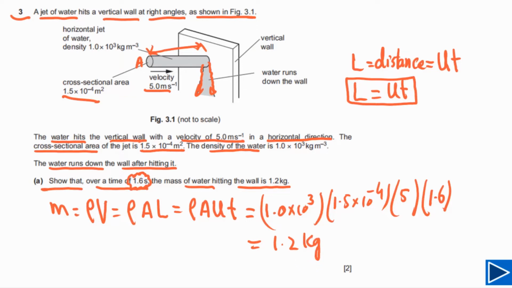This question has 2 marks, and the first mark will be given to you if you have written this formula. Density means the mass is equal to density times volume. Mass is equal to density times volume. And the second mark you will get if you have done these calculations and you have got the right answer, and this is the answer. But if your answer is wrong, you have written this step, still you will get 1 mark.